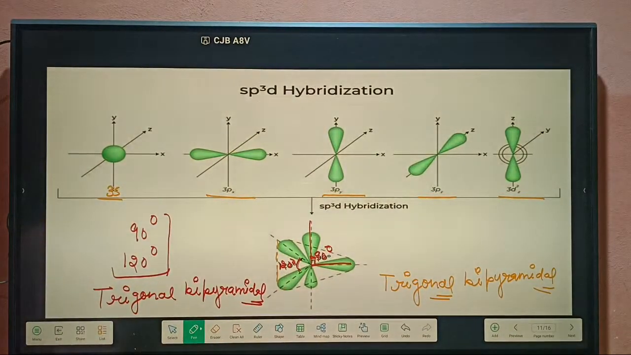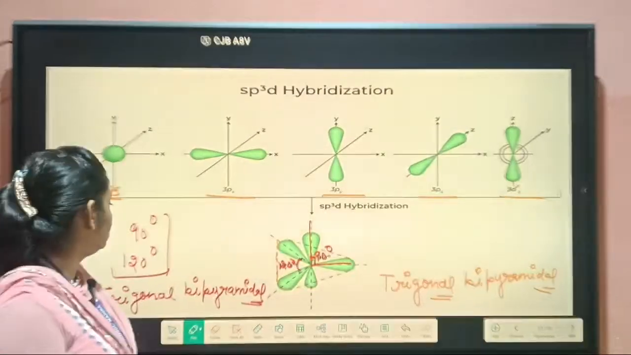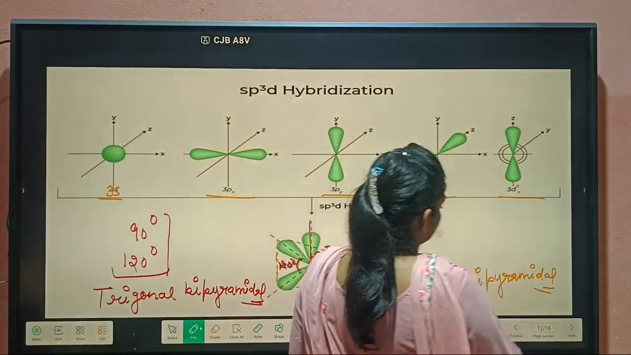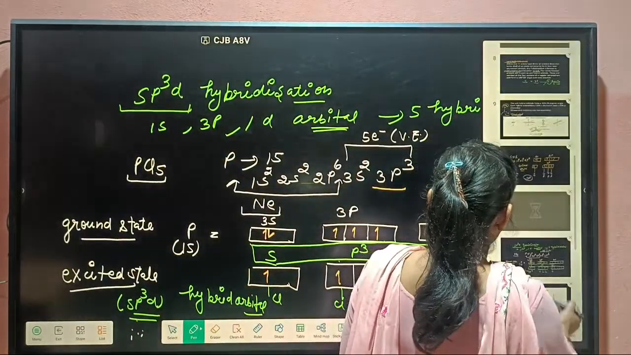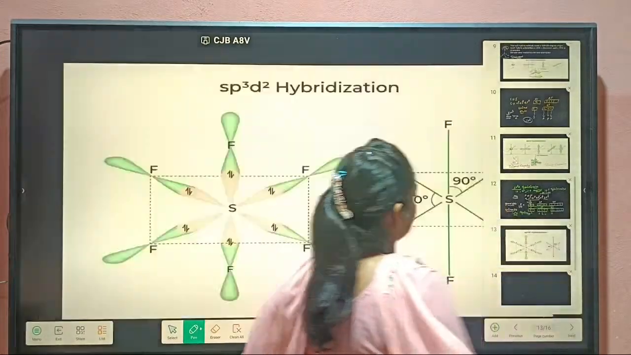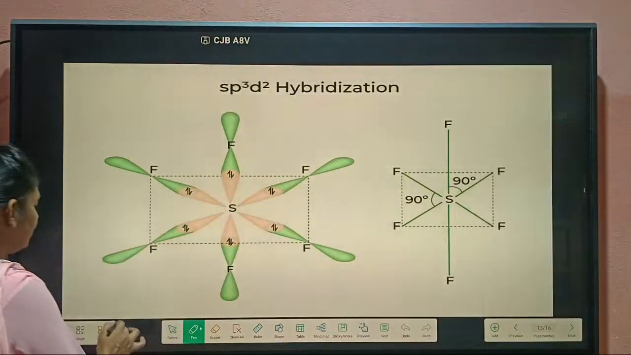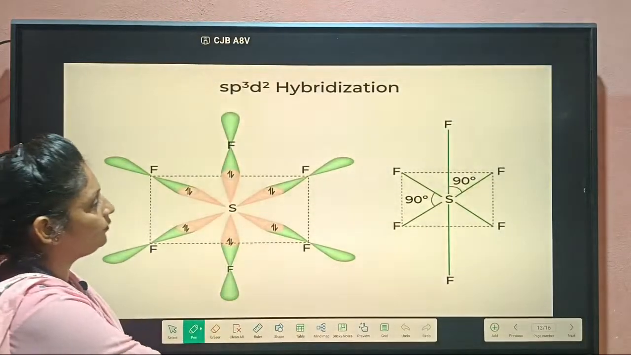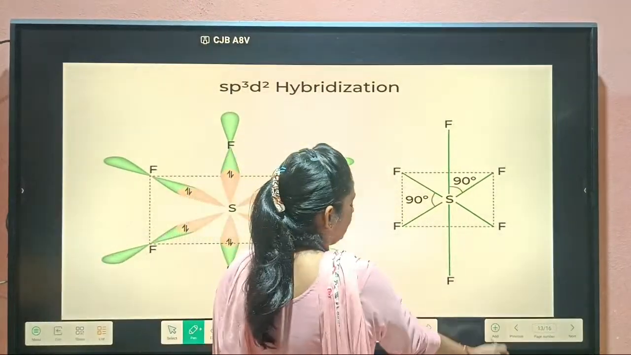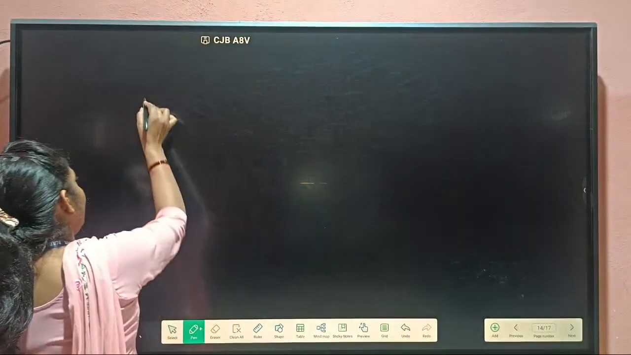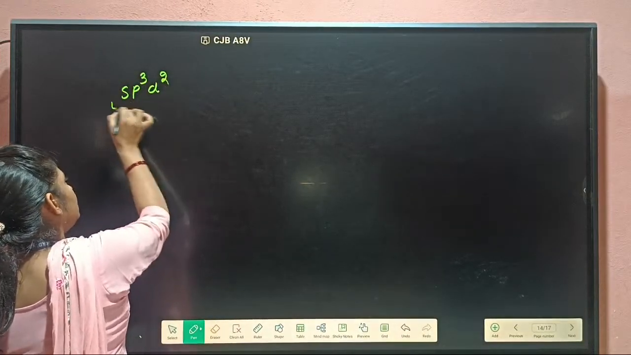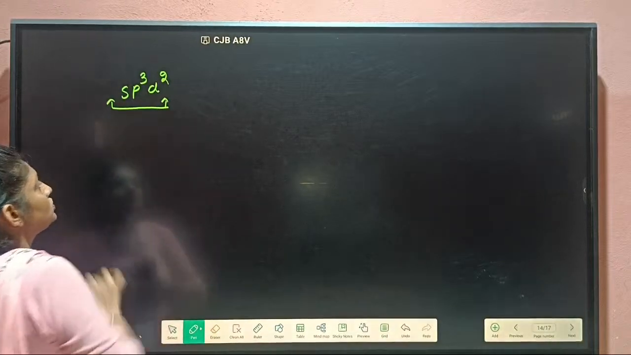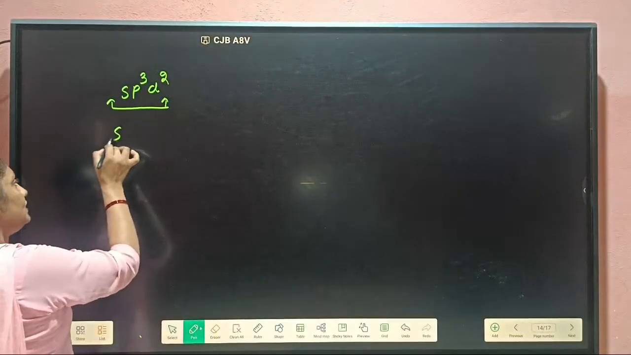Okay students, I hope this is clear to you. Then let's see the next one. Next one is sp3d2 hybridization. For example, students, we can take SF6.